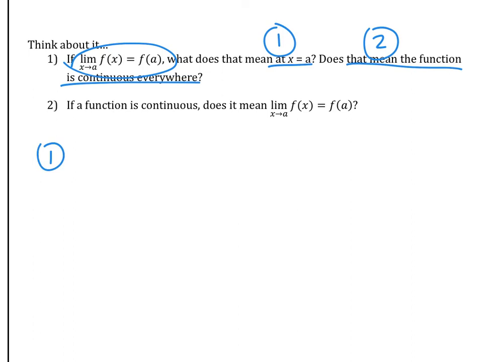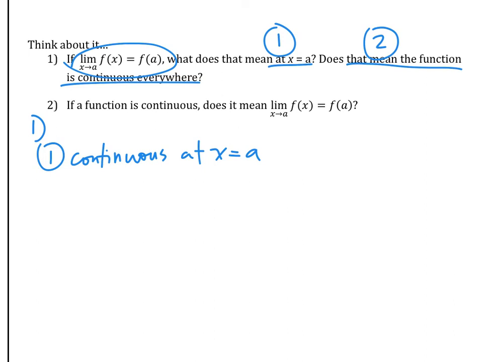All right, so let's answer the first question of part 1. What does that mean at x equals a? We talked about that if the limit of this function at x equals a is equal to f of a, meaning the limit exists, which means both sides are going to the same number, and at x equals a that number is exactly the same as the limit, then we can say that it's continuous at x equals a, because all we proved is that at a, the limit and the number are the same.